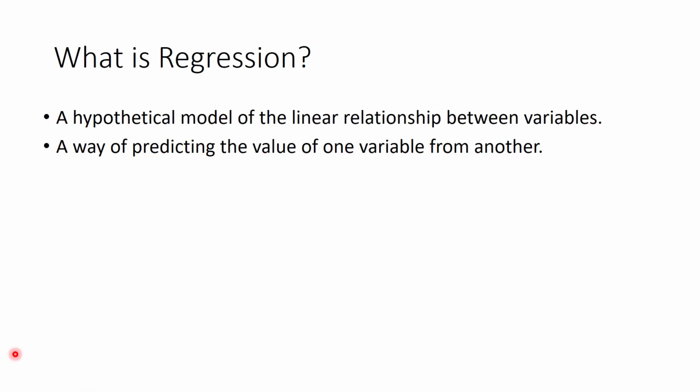What is regression? Like correlation, regression is also a test of a relationship between variables. But with regression, you can make a hypothesis about which variable is predicting a relationship. For example, with regression, you can say a number of likes on Instagram predicts happiness, or happiness predicts the number of likes on Instagram. It is a way of predicting the value of one variable from another.